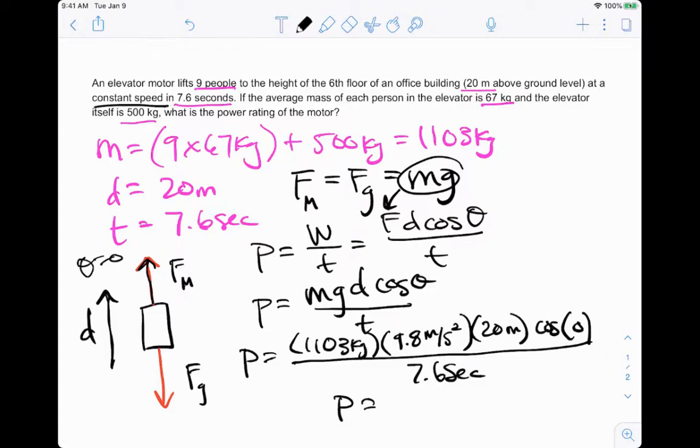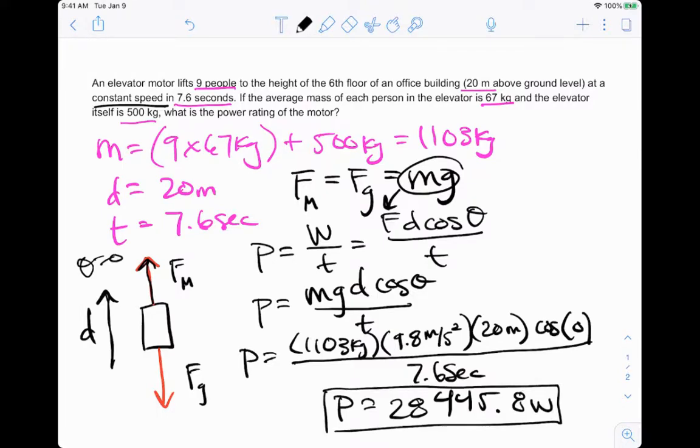1,103 times 9.8 times 20 times cosine of 0, which is 1. And then I'm going to divide that by 7.6, and I end up getting 28,445.8 watts. All right, so there is my answer.